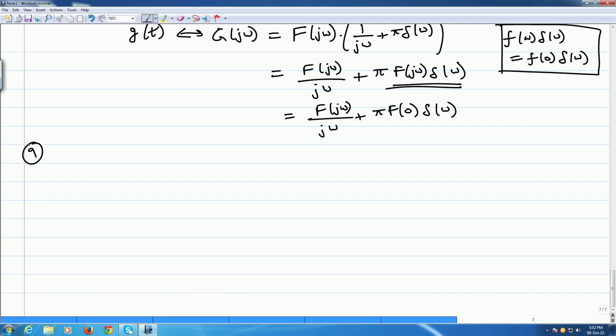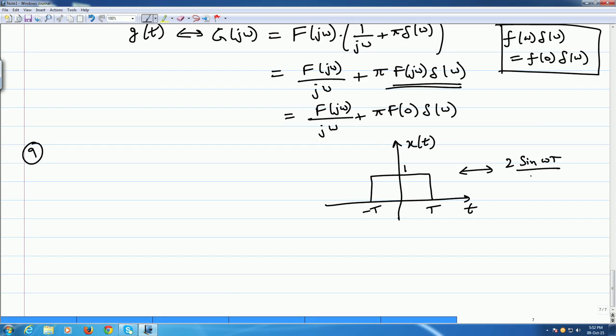Let us move on to the 9th one. The 9th one involves two functions f of t and g of t, and both of them are square functions. Let us first use the following result from the tables. Suppose you have a square signal x of t which is 1 from minus T to T. We know from our tables that this transforms to 2 times sin omega T by omega. This is the most important result here from the tables.